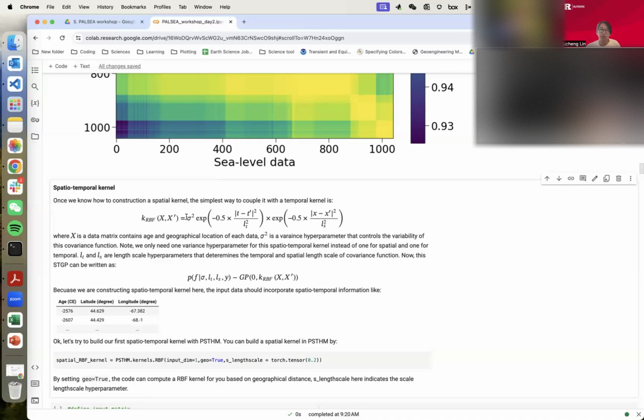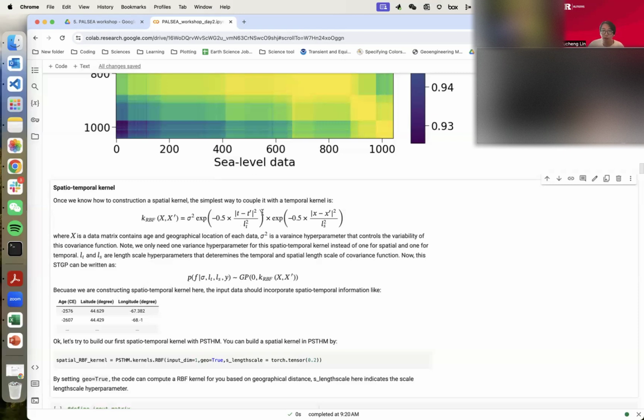In that case, you may have different spatial correlation at different times, or different temporal correlation. But that is a much harder constraint considering how limited the data we have in the past is. So by far the most common kernel choice we use in paleo modeling is what we call a separable model, which is just multiplying the temporal and spatial kernels together.